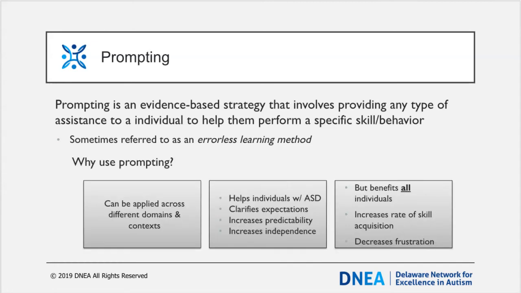Prompting can be applied across different domains and contexts and can be used with discrete or chained skills. Prompting helps individuals with autism because it clarifies expectations, increases predictability and independence of a task. Not only does the prompting help individuals with autism, but it can also be used for any person who is learning a new skill. Prompting increases the rate of skill acquisitions while decreasing frustration.